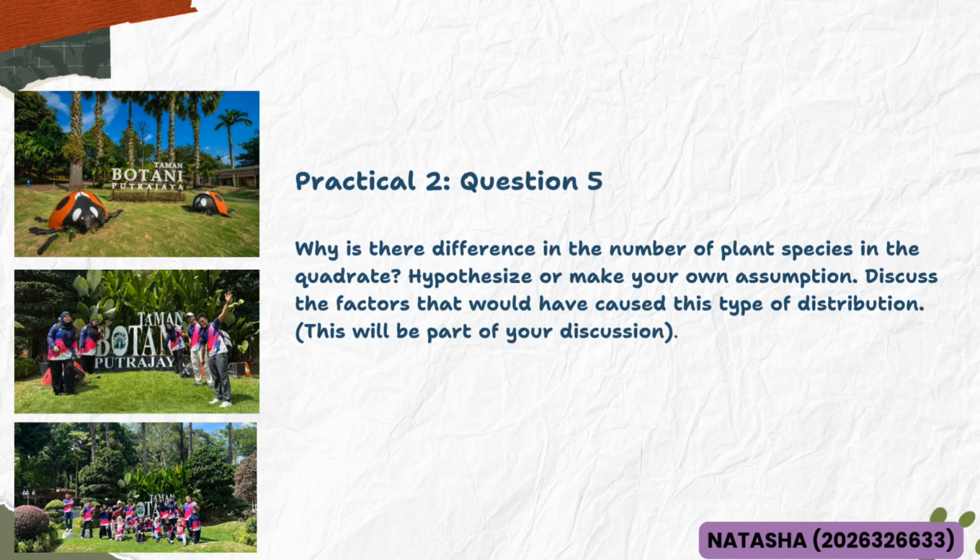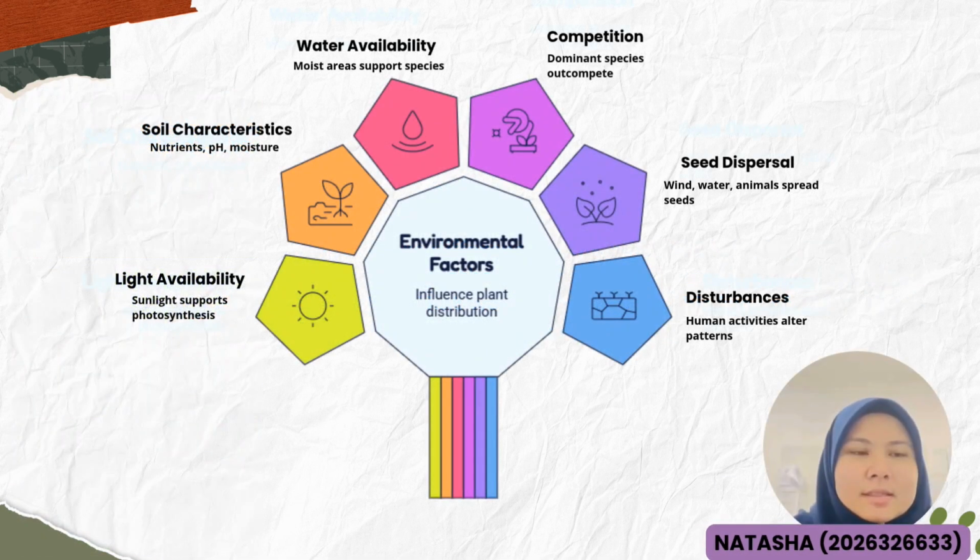Next slide is practical 2 question 5. What is the difference in the number of plant species in the quadrant? Hypothesize or make your own assumption. Discuss the factors that would have caused this type of distribution.